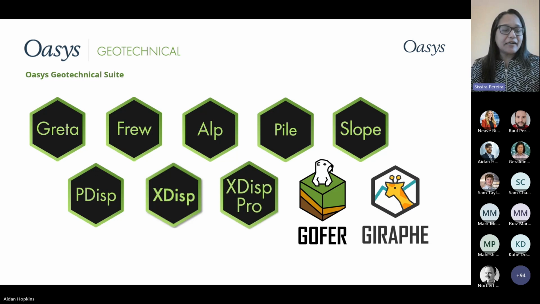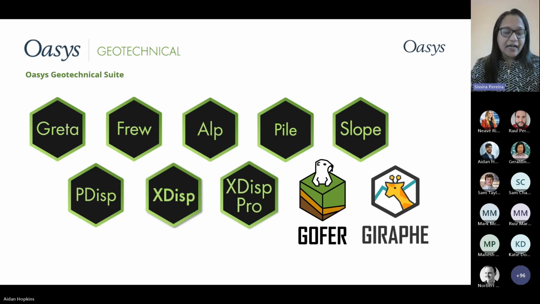Oasys offers a powerful suite of geotechnical software designed to help engineers efficiently analyze and solve complex ground engineering challenges. Our suite includes ALP and PILE for pile analysis, Greta for retaining wall design, FREW for flexible retaining walls which support deep excavations, SLOPE for slope stability analysis, PDisp for displacements due to pressure, and of course, XDisp and XDisp Pro, which are specialized tools for assessing ground movements and their impact on adjacent structures.